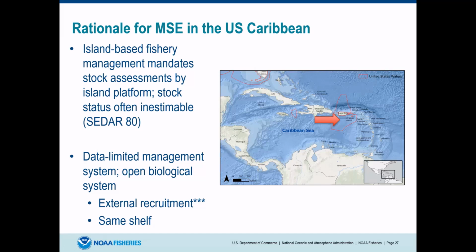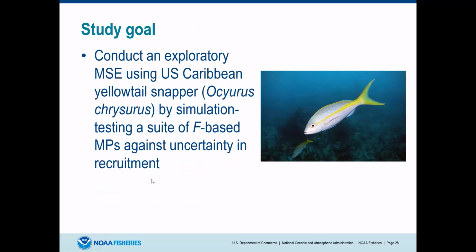And so one of the concerns that we heard earlier this year was, when you can't estimate stock status, is using a proxy or just an F-based reference point a good way forward, given the concerns about potential non-stationarity in recruitment? Part of the motivation for doing this was to test against that kind of condition. And so this exploratory MSE that we've done and are still working on had one goal, which was to simulation test a suite of F-based MPs against uncertainty, specifically in recruitment.